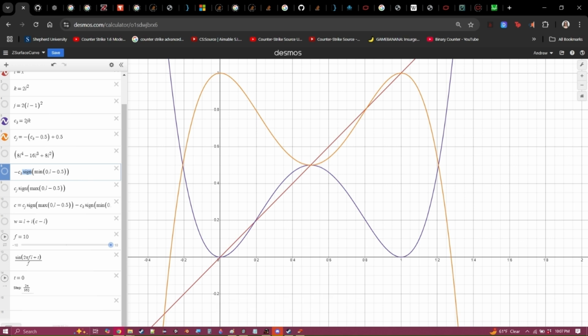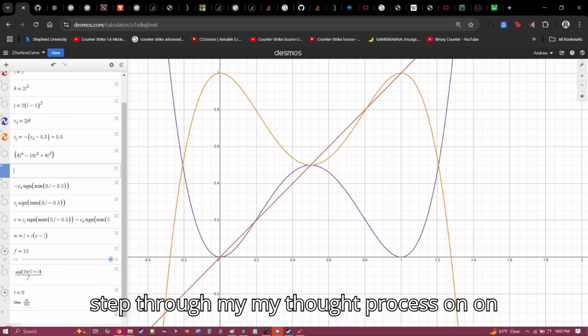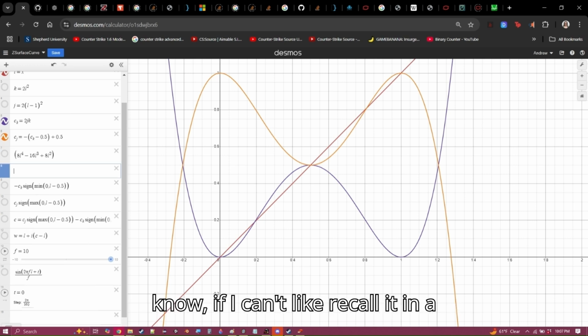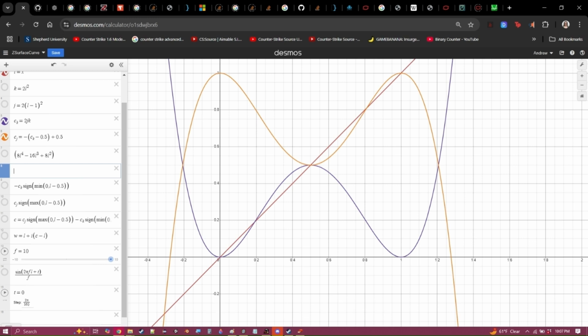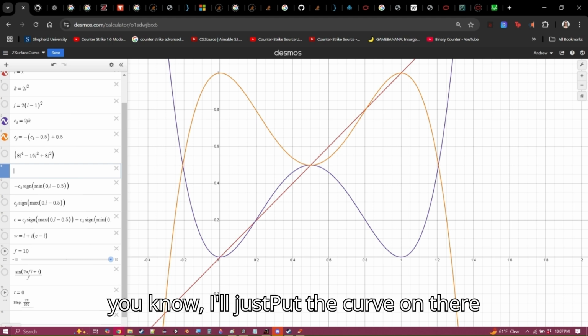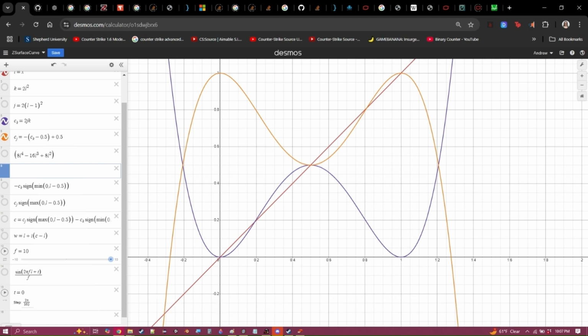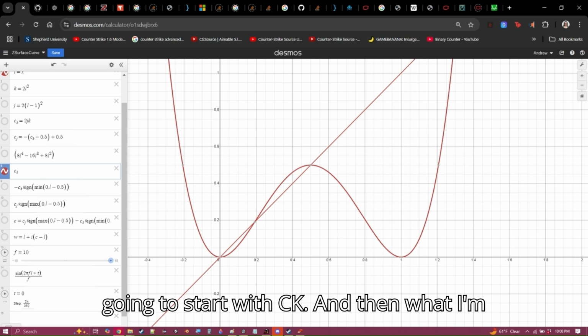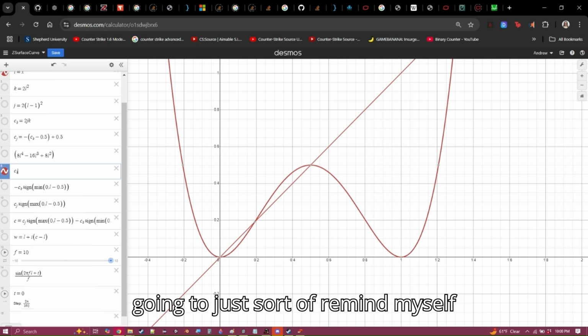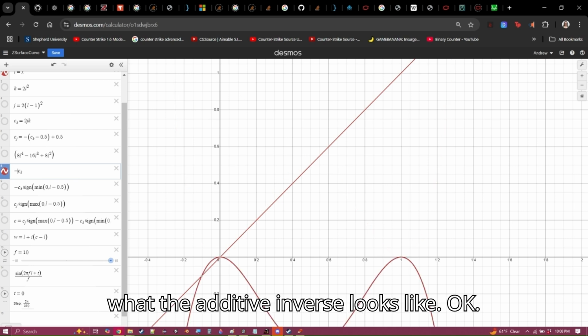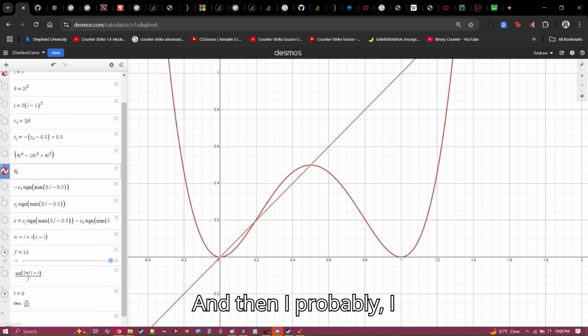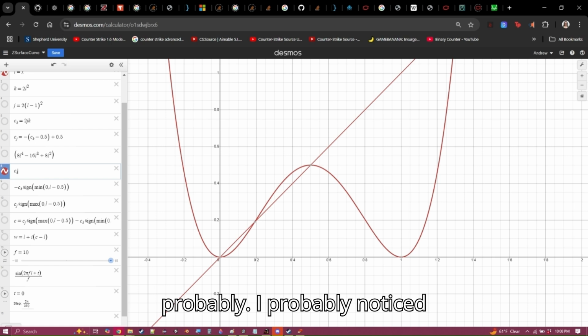So let me see if I can step through my thought process on this, and if I can't recall it in an easily digestible, coherent, concise way, then I'll just put the curve on there and move on, I guess. Okay, so let's see here. I'm going to start with CK, and then I am going to remind myself what the additive inverse looks like.